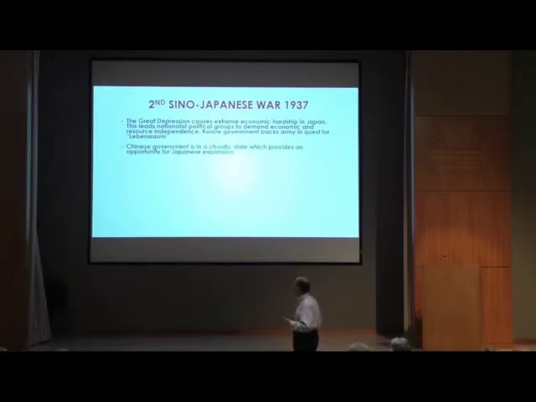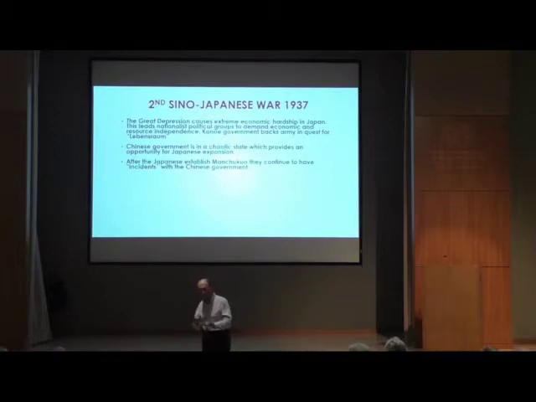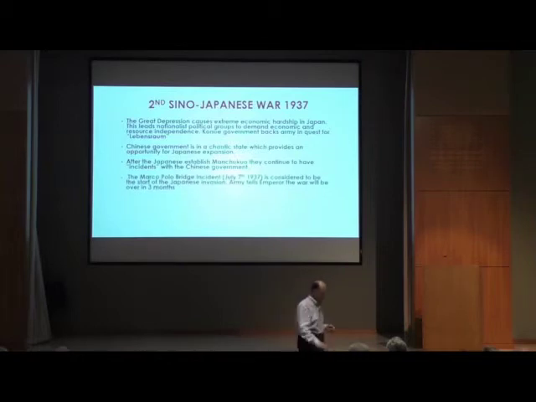The Chinese government at this time is incredibly chaotic. You have warlords, you have Mao Zedong, you have the nationalist government trying to make sense out of this mess that they've inherited. And the Japanese, after the Manchukuo incident, continue to have incidents with the Chinese. And that leads to the very famous incident of 1937, the Marco Polo Bridge. And that is considered to be the start of the Japanese invasion of China, and many historians feel that that is actually the start of World War II.